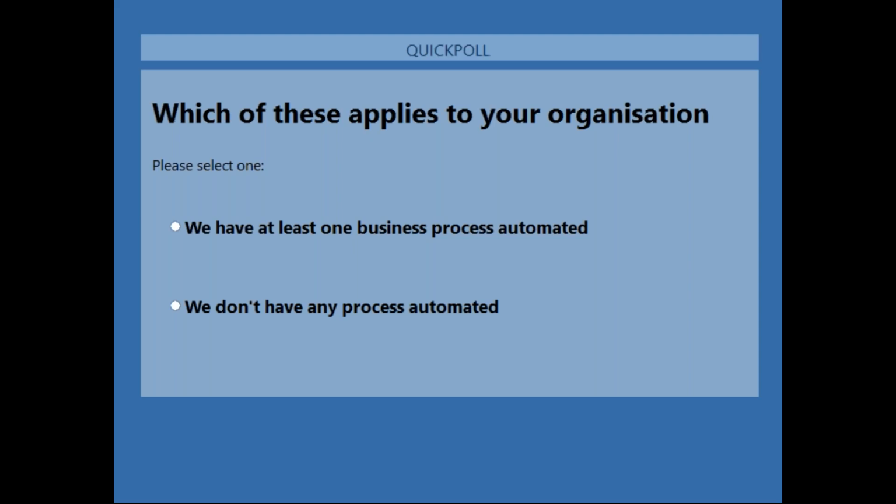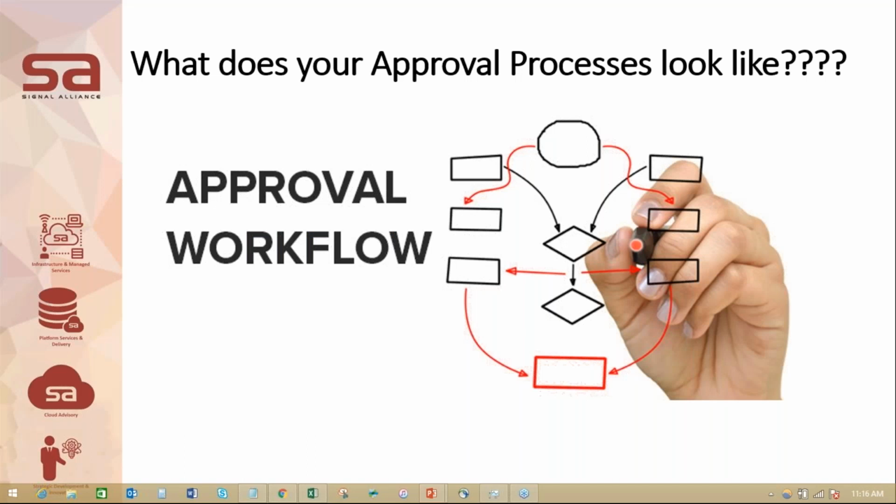Okay, we have 60% of everyone has voted, but we need everyone to vote. Let's give 5 seconds for people to vote or to express their opinion on where they are today with respect to process automation in their organizations. Okay, that's fine. Okay, thank you.